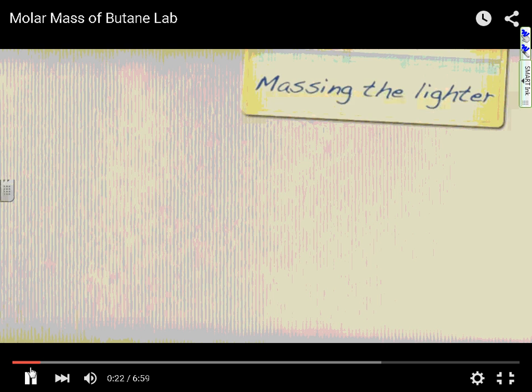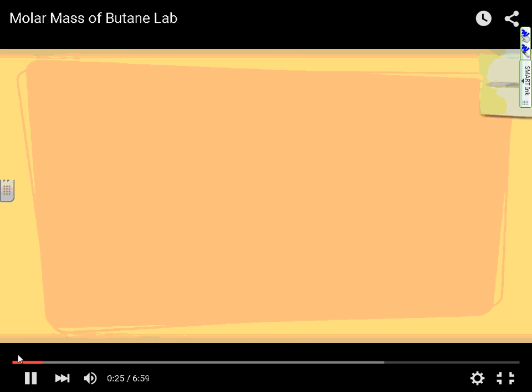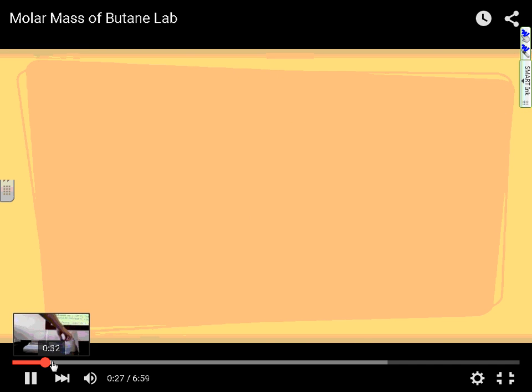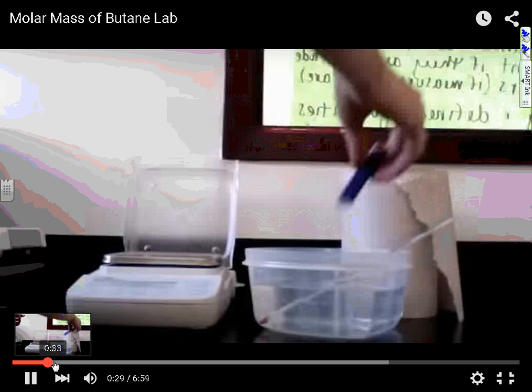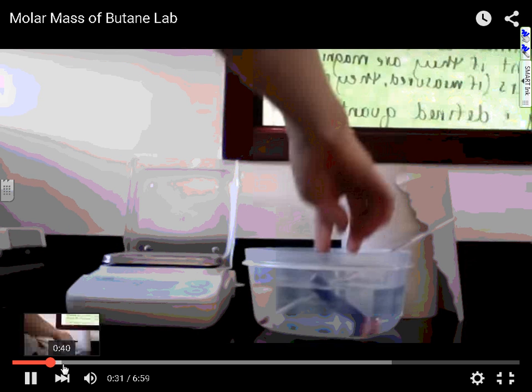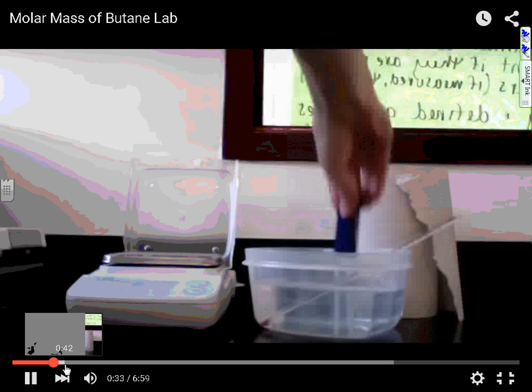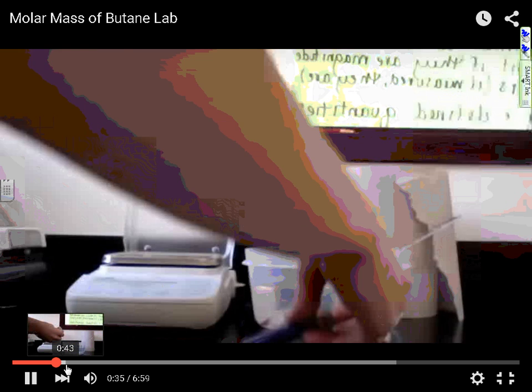All right, so you got your stuff. You will first have to mask the lighter. When you mask the lighter, you have to dunk it in water first, because you're going to be putting it underwater in the end, so it needs to have the same conditions. So you just drop it in water, and then you shake it off and dry it off a little bit, not a whole lot.